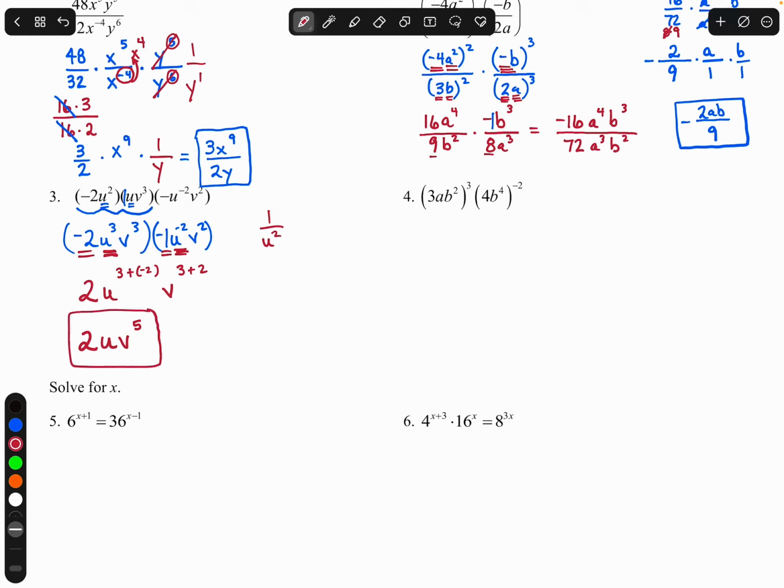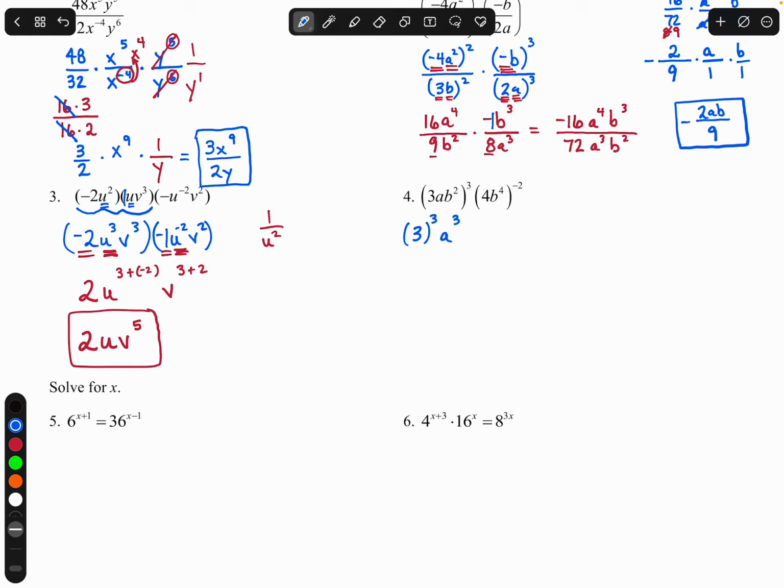All right, last one, number 4. Same as the ones all up above. Okay, let's just break it down and do it a piece at a time. I have a 3ab squared, and that's being raised to the 3rd power. And I have a 4b to the 4th, and that's being raised to the negative 2nd. We're going to start with the 3ab squared to the 3rd power. That just means that everything here is getting raised to the 3rd power.